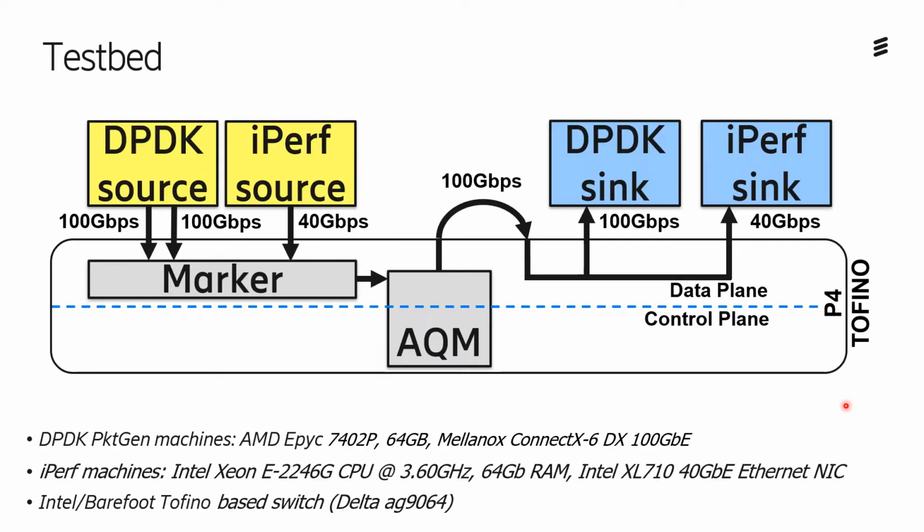In our testbed, we perform both CSAQM packet marking and AQM for a 100 gigabits per second bottleneck within a Tofino-based P4 switch. Thousands of UDP flows are generated with DPDK packet GAN. Additional flows are generated on separate machines running iperf2.